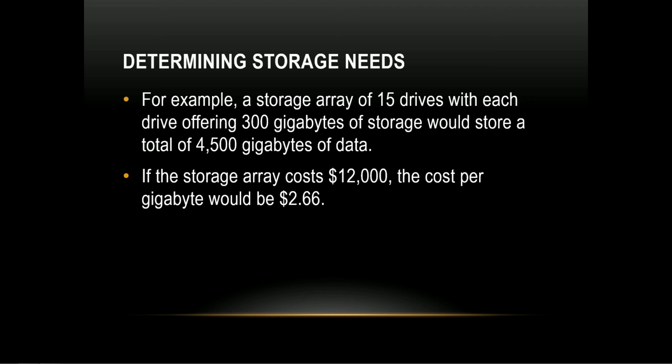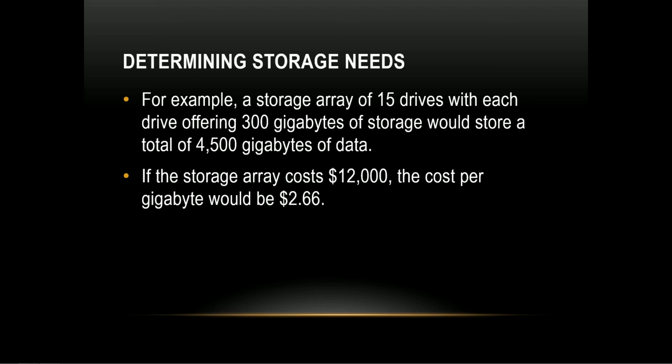That's assuming no RAID, no overhead, no nothing. Because realistically that'd probably be about 3 terabytes, but let's not go quite that far. So we take our total usable space, and you divide that by the price of the unit and drives. So here we have about, again, 4,500 gigabytes of data. The unit itself costs about $12,000, so 45,000 divided by 12,000, roughly about $2.66 per gig.